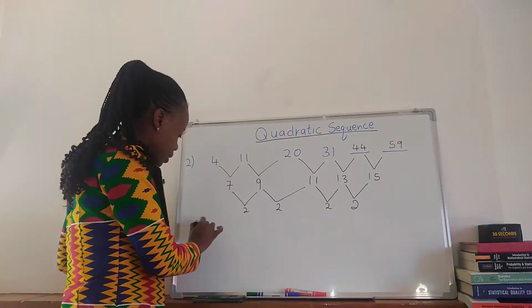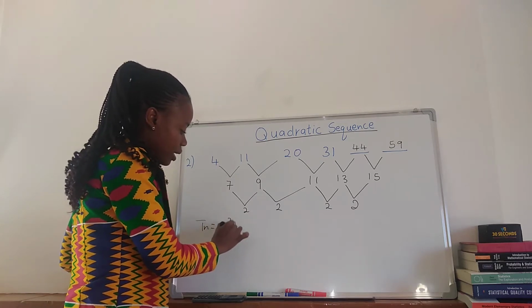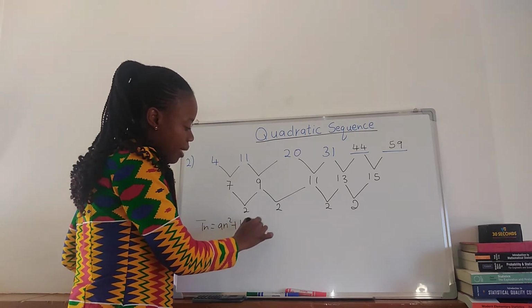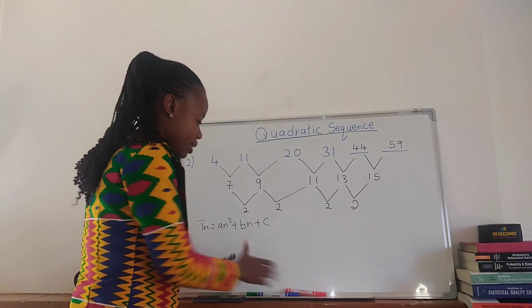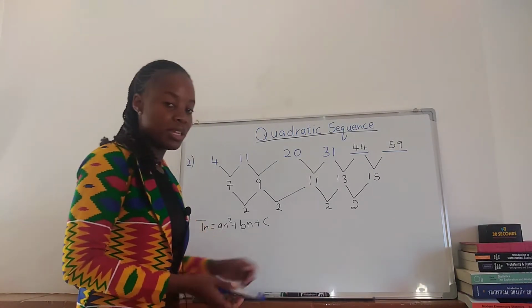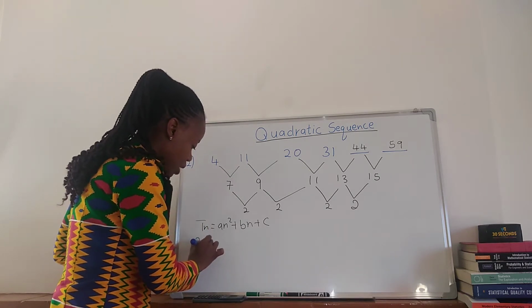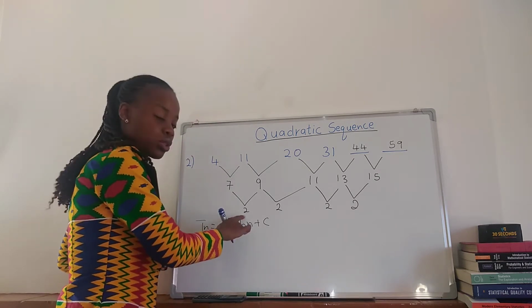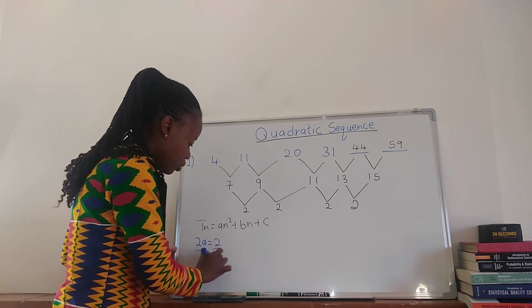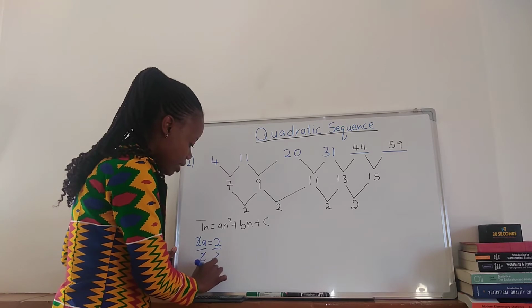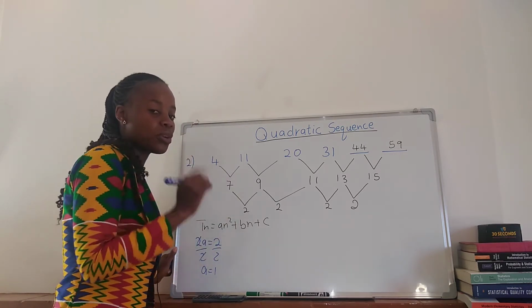59. Tn equals an squared plus bn plus c. So let's find our a, our b, and our c. To find a, we say 2a equals 2. 2a is always the second difference, right? We divide by 2 both sides. Here our a is 1. You always say 2a equals the second difference if you want to find a.